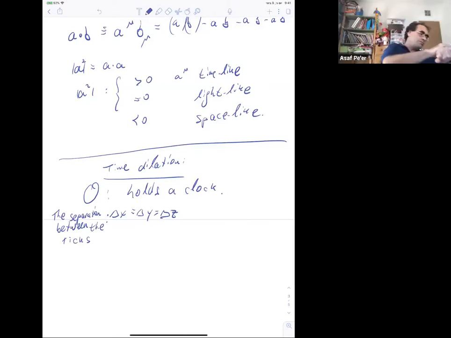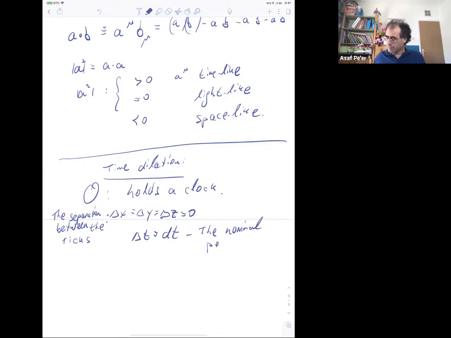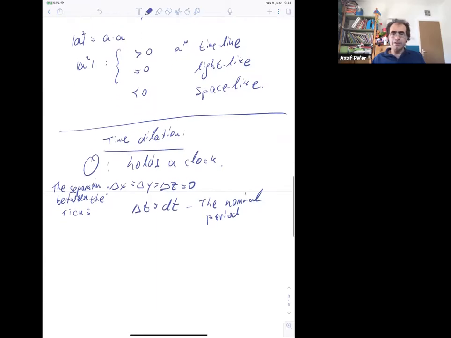I can be moving, but relative to me, the clock is not moving at all. I'm not looking at the outside world. I can be flying in an airplane, but for me, the clock is with me. So delta x is 0, and delta t, we call it dt. This is the time that the manufacturer of the clock meant that it will have between any two ticks. This is the nominal period.